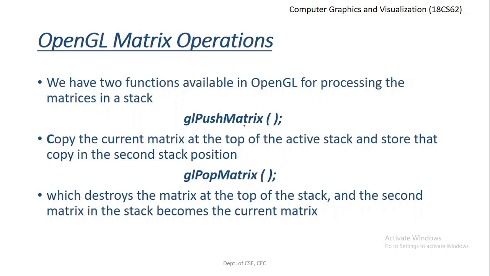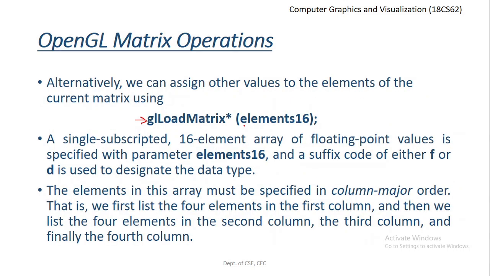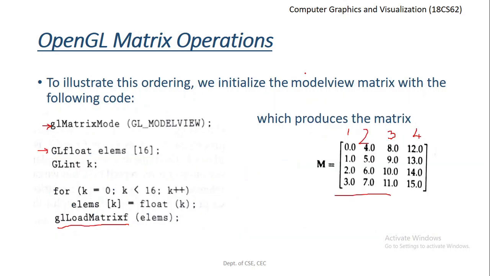So we discussed a bunch of OpenGL matrix operations. We started with the glMatrixMode function. Then we had the glLoadIdentity function, which was used to assign the identity matrix to the current matrix. We discussed one more function called glLoadMatrix, which is used to assign some other matrix as the current matrix. It accepts one parameter, which is the name of an array which contains 16 elements specified in column major order. We looked at one example for using the glLoadMatrix function.